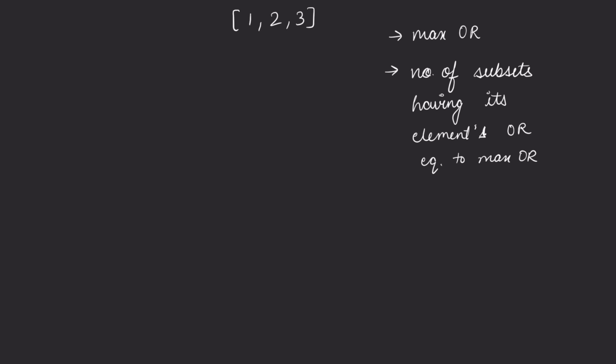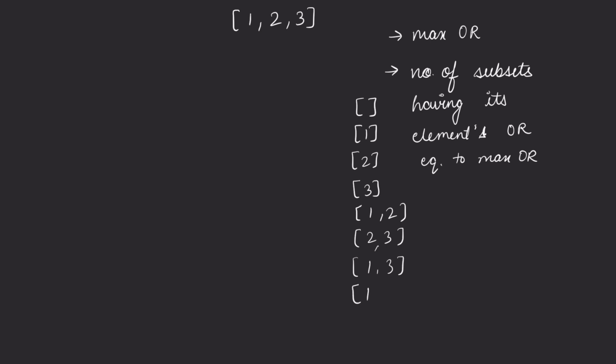So if you see here, what are all the subsets of this array? The subsets will be the empty subset. Then we will have the subsets where one element is present: 1, 2, 3. Then another will be where we have two elements: 1, 2, then 2, 3, then 1, 3. And another will be where we have all three elements: 1, 2, 3. So we have got a total of 8 subsets for this array.